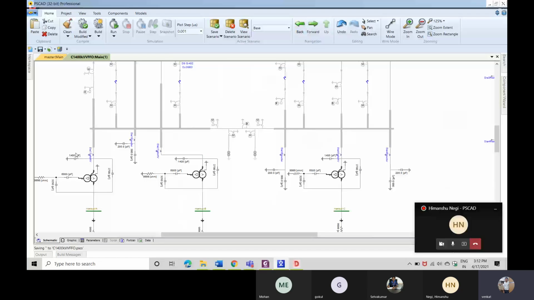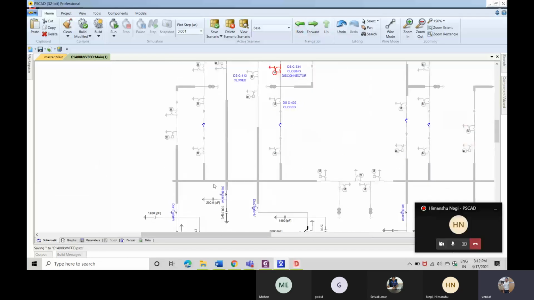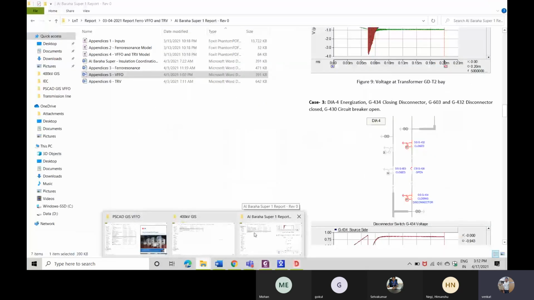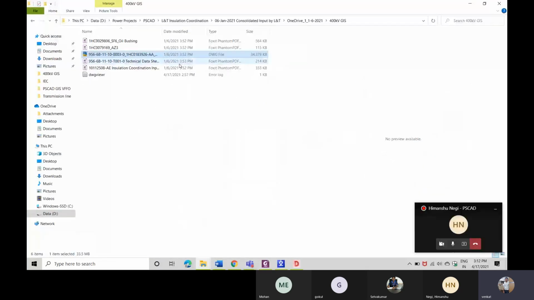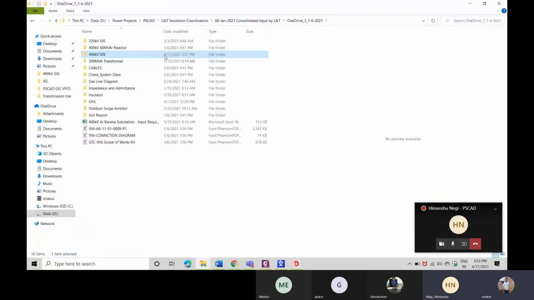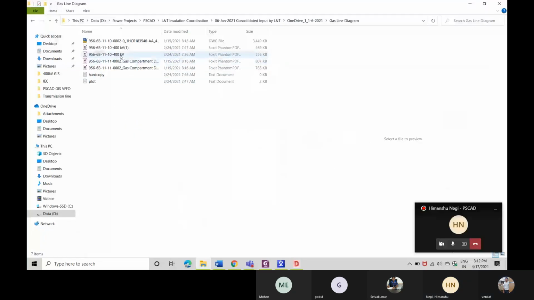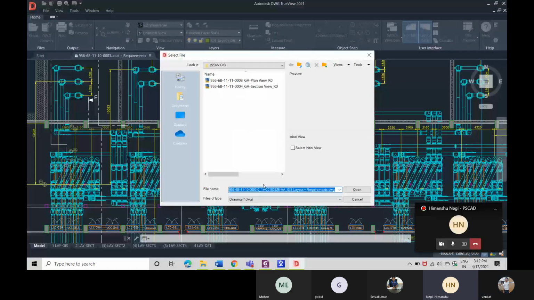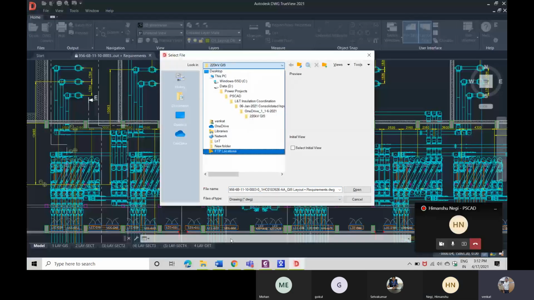And I hope you don't know about the gas insulator. What is it? The gas line diagram also, you don't know about that. No. How I have modeled this gas line. What is the gas line diagram? I will tell you. The diagram of the gas inside these GIS. Yes, I'll show you.